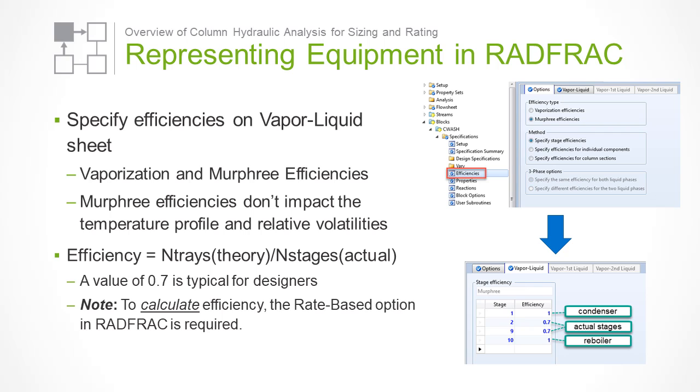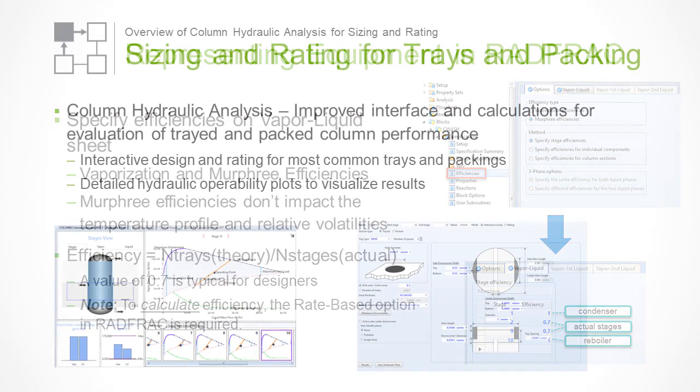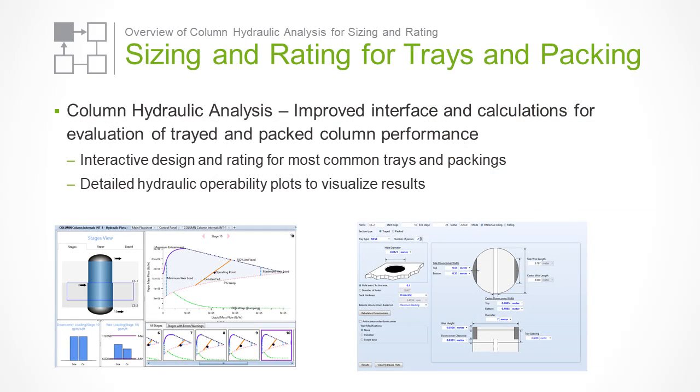A starting point for efficiencies is to assume that each stage's efficiency is equal to the required number of theoretical trays for the desired separation divided by the number of actual stages. During a design phase, using a value of 0.7 or 70% is typical for designers. Once efficiencies are provided, the new column analysis feature can be utilized.